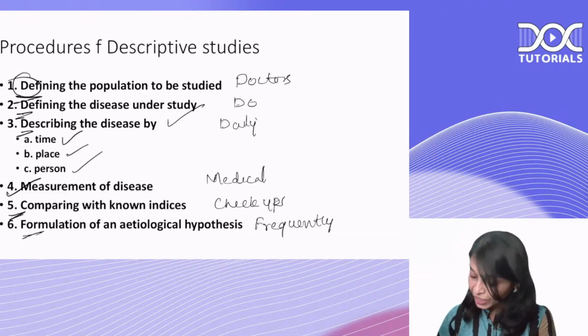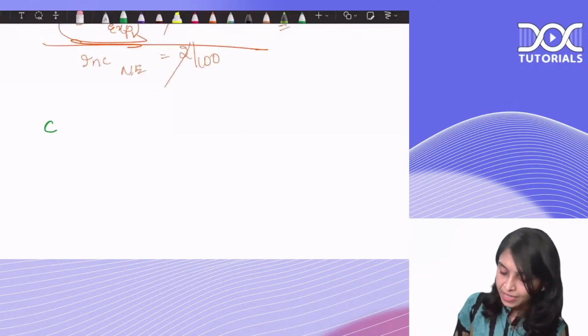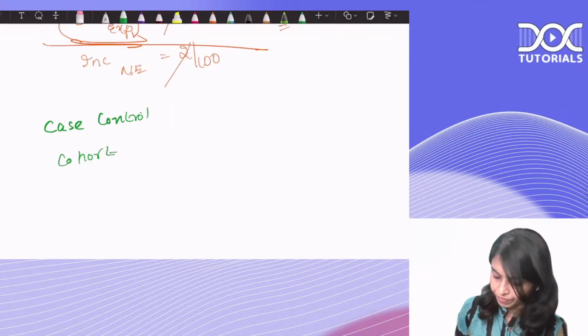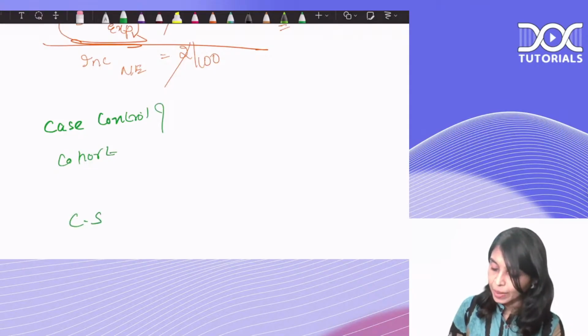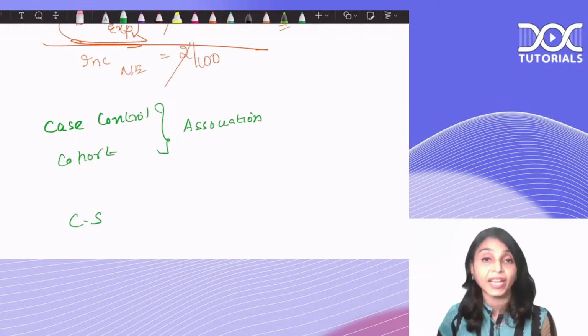So guys, in short, what I want to tell you is we have discussed three study designs: case control, cohort, cross-sectional. Both of these are to know the association between the exposure and outcome.